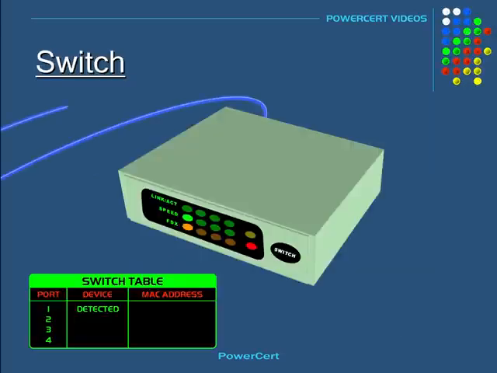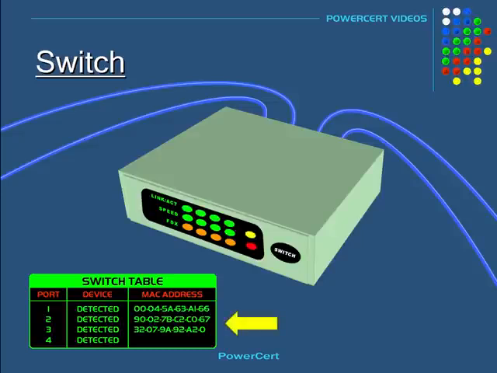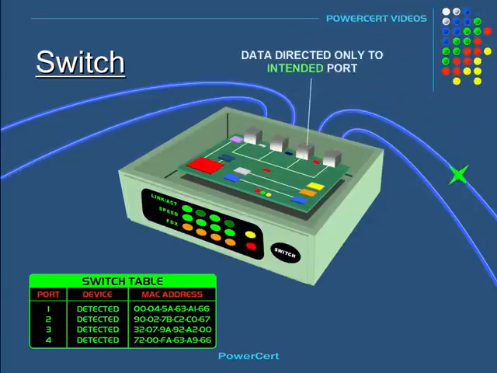Now a switch is very similar to a hub. It's also a device that has multiple ports that accepts Ethernet connections from network devices. But unlike a hub, a switch is intelligent. A switch can actually learn the physical addresses of the devices that are connected to it, and it stores these physical addresses, called MAC addresses, in its table. So when a data packet is sent to a switch, it's only directed to the intended destination port, unlike a hub, where a hub would just rebroadcast the data to every port.